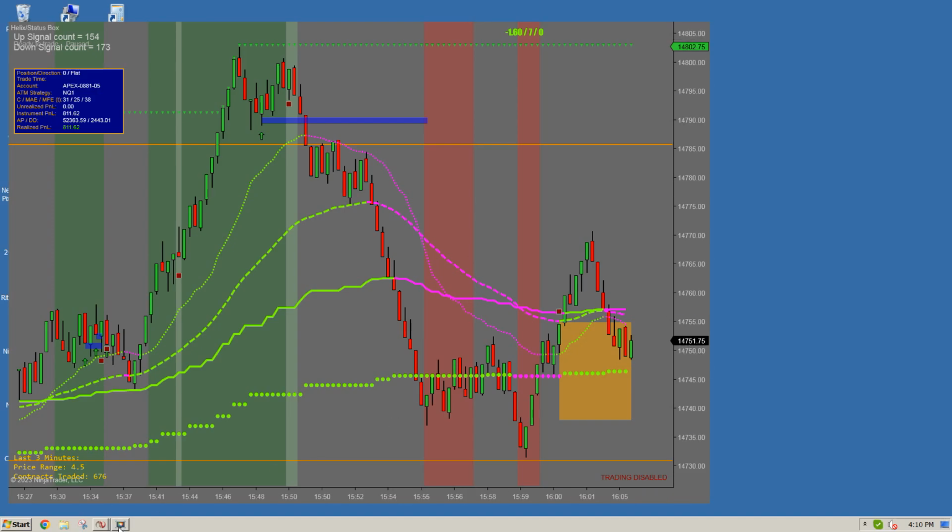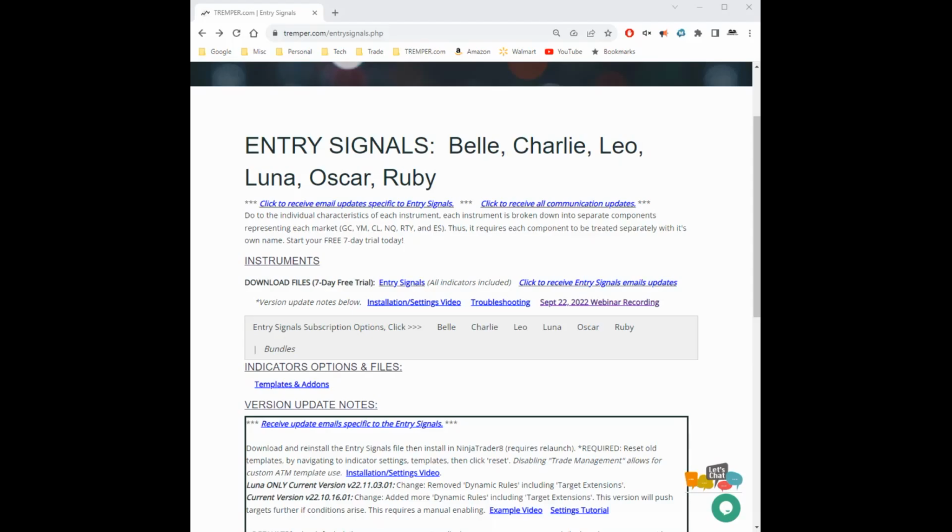And we finished the day at 8:11. Well, just got cut off there, but anyway, we ended the day at 8:11.62. So if anybody's interested in the entry signals, this is where it's going to go eventually. I'm probably going to remove these. Luna is the new Remy. Probably going to remove these, but that's where they are.